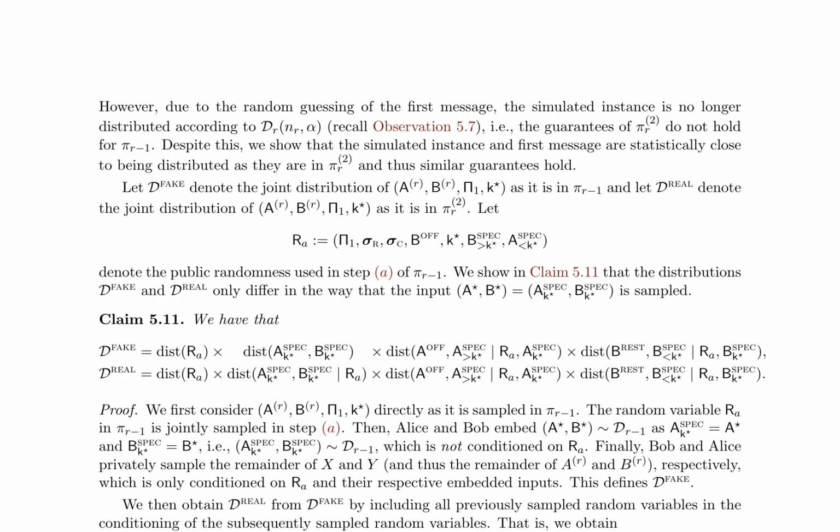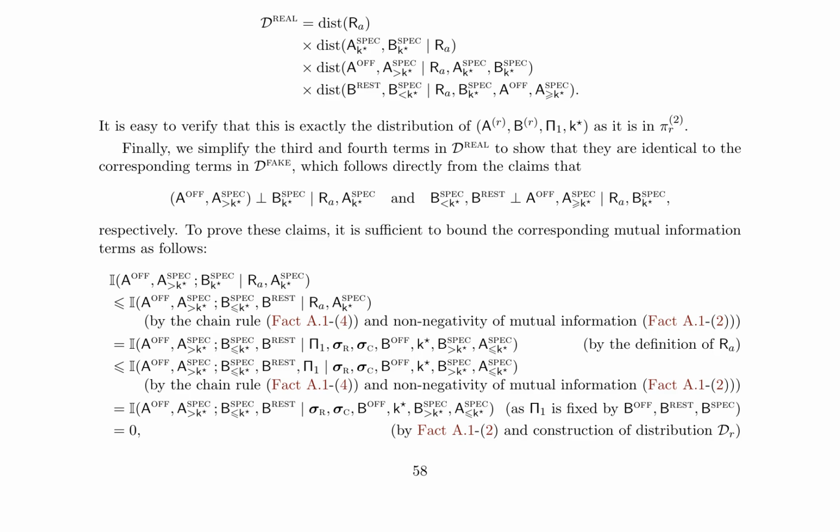The joint distribution of the input and first message in pi r1, denoted as dfake, is compared to the joint distribution in pi 2, R, denoted as dreal. It is shown that the two distributions only differ in the way that the input, A star operator, B star operator, is sampled. The proof of claim 5.11 shows that the distributions dfake and dreal can be expressed as products of conditional distributions. By simplifying the expressions, it is shown that the two distributions are identical except for the conditioning of the input, A star operator, B star operator. The mutual information terms are bounded to prove that the corresponding terms in dreal are identical to those in dfake.